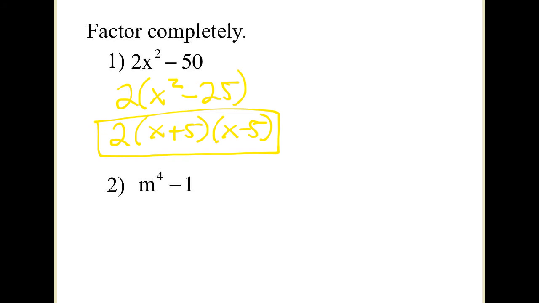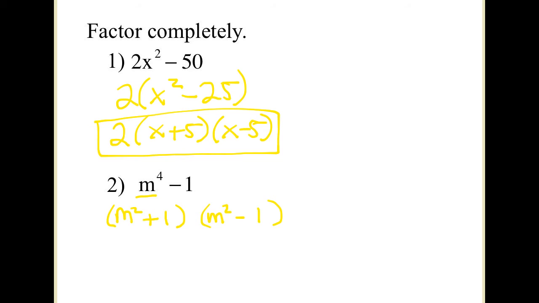Now, number 2 is pretty tricky. It doesn't look that tricky, but let's look what happens. All right, so I'm going to factor. Remember, I make my 2 parentheses. The square root of m to the 4th is m squared. And remember, the square root of 1 is 1. I'm going to have plus 1 and minus 1.